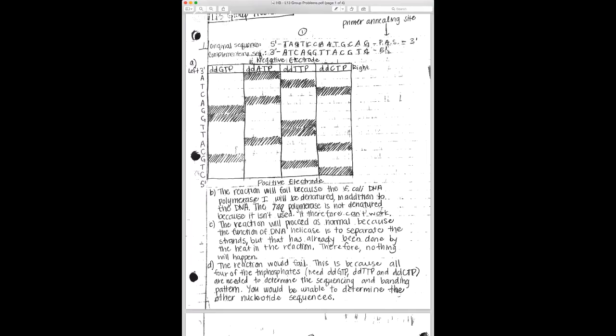We have the negative electrode at the top and the positive electrode at the bottom. And we put the complementary sequence of the primer on the left. And then we match up each of the letters here, for example, ddTTP, with what's shown on the right. And then we fill that in, and that shows the banding pattern.